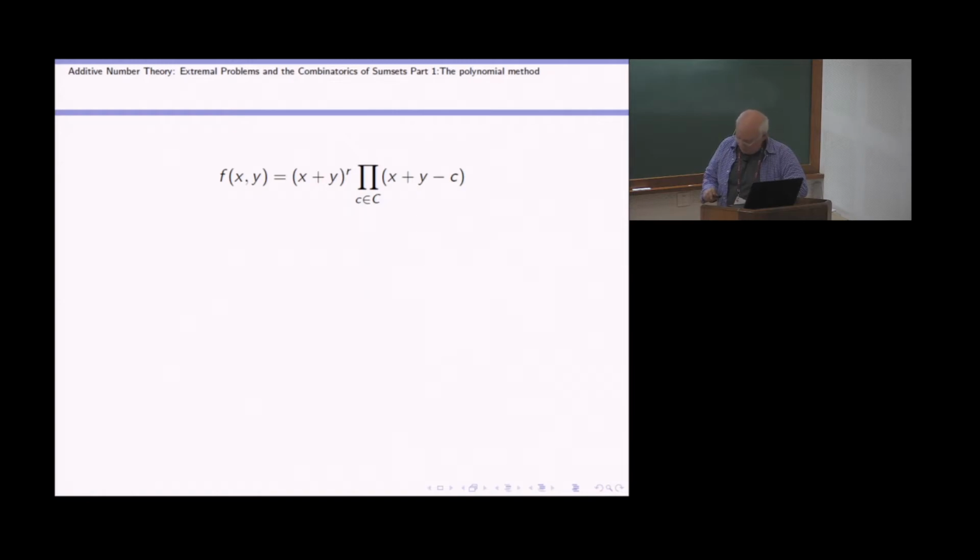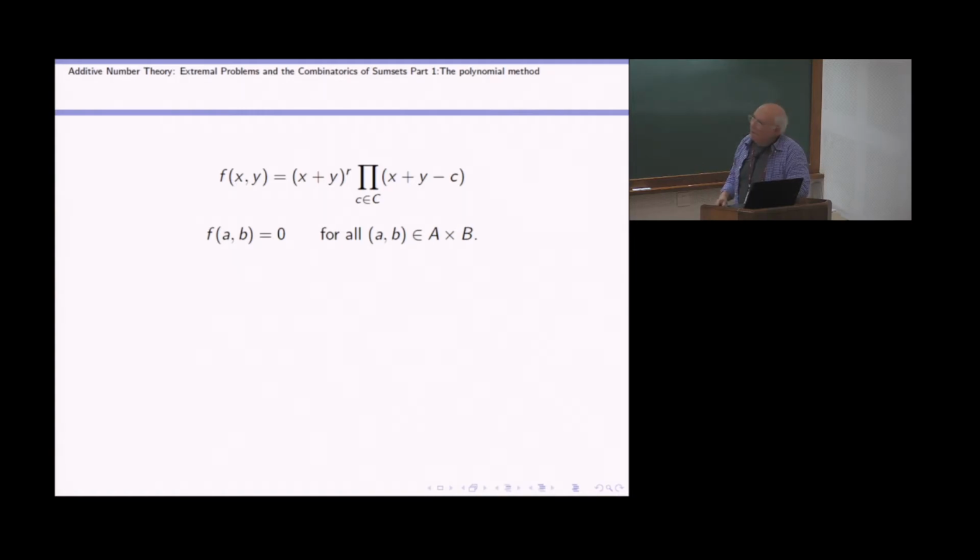There's my polynomial. And if I take an element of A and an element of B and I plug it into the polynomial, A plus B is in the sum set. So A plus B is equal to one of these C's. So for all A, B in this product, f of A, B is 0.